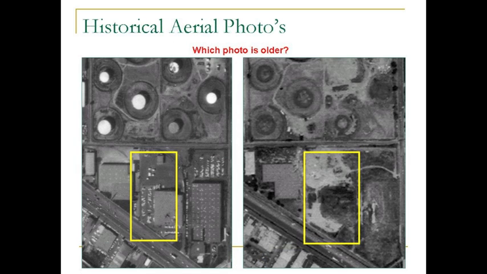Historical aerial photos are a great resource for determining the site history. Oftentimes, clients tell us the property was vacant before the current structure was built. This example shows the photo on the left has a structure on the property within the yellow box. The photo on the right is the same property 20 years later, showing vacant land with no trace of the previous building.